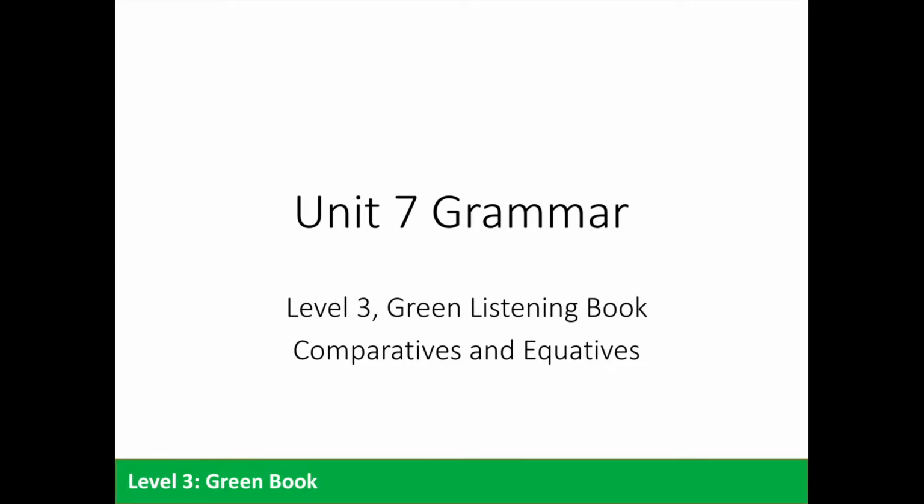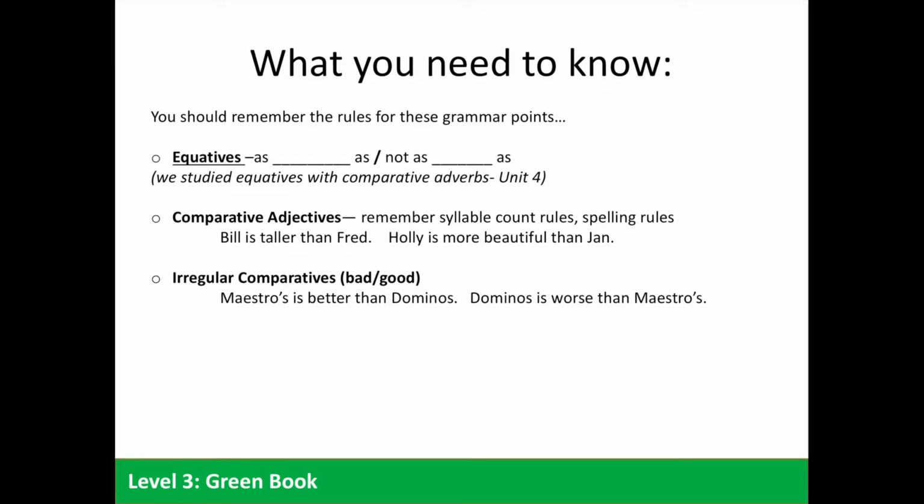Let's get started. In order to better understand this lesson, you'll need to review a few grammar points that we've talked about before. For example, equatives. We talked about these when we discussed comparative adverbs in Unit 4. These are statements with as blank as or not as blank as. You'll also need to know comparative adjectives. You'll need to remember the syllable count rules as well as spelling rules. It's also useful to understand the irregular comparatives as well, such as bad and good. Here we have a few examples. However, if you need to, look these things up for review and then come back.